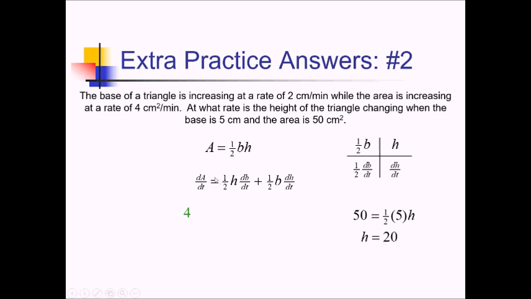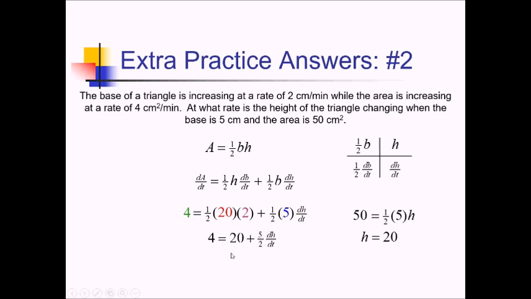So we can write 1/2 times 20, and dB over dt, that's the rate at which the base is changing. They said that that was 2 right here. And then we have 1/2 times the base, which they said was 5. And we're still looking for dH over dt. So let's go ahead and clean this up now and solve for dH over dt. So we've got 4. We've got, let's see, half of 20 is 10 times 2 is 20 again. And then we have half of 5, dH over dt.